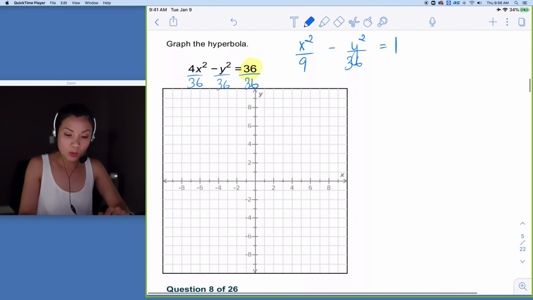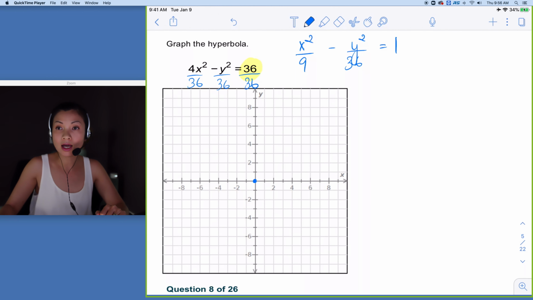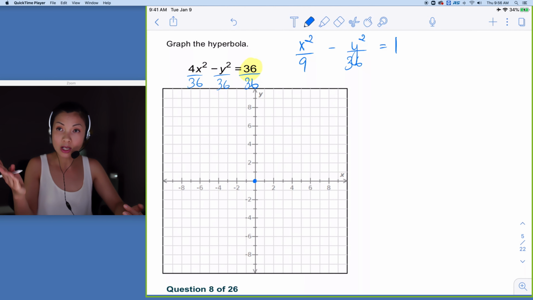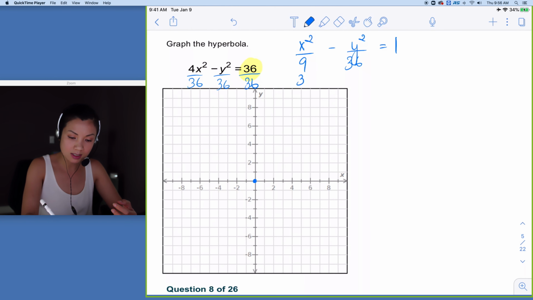Now, we're going to locate the center. So this one is just (0, 0). And then I have to draw the rectangle. So for x, we're going to go left, right, 3 units because this is 3 squared. This is 6 squared. Okay. So left, right, 3, right here. And then up, down, 6.